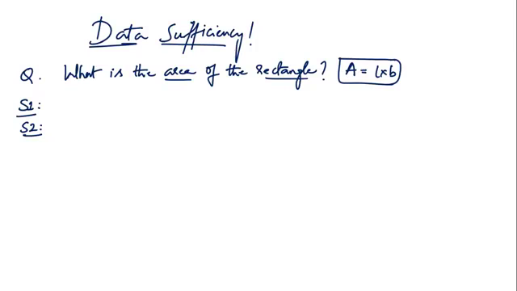Like in this case, for me to find out the area of the rectangle, I should know the length of the rectangle and the breadth of the rectangle, right? These are the two data points that we're looking for, the length and the breadth of the rectangle. All right. So all we'll do now is to focus and find out which of these statements, statement 1 and statement 2, gives us the length and the breadth.